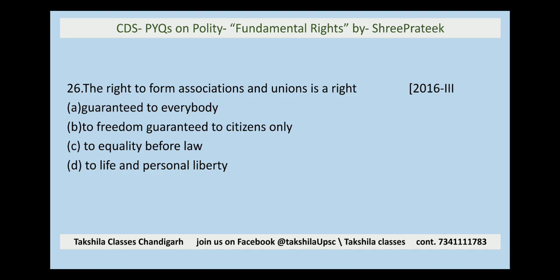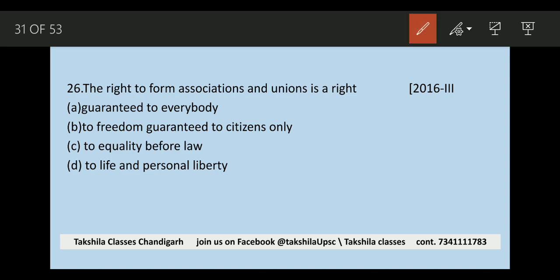Next, right to form associations and unions is a right granted to everybody. Then to freedom granted to citizens only, the equality before law or to life. बिल्कुल ये आर्टिकल 19 है, और वो आर्टिकल 19 फ्रीडम, राइट टू फ्रीडम के तहत आता है, तो सिटीजन्स ओनली, क्योंकि 19 सिर्फ और सिर्फ सिटीजन्स के पास अवेलेबल है. तो आंसर क्या होना चाहिए, B ऑप्शन.